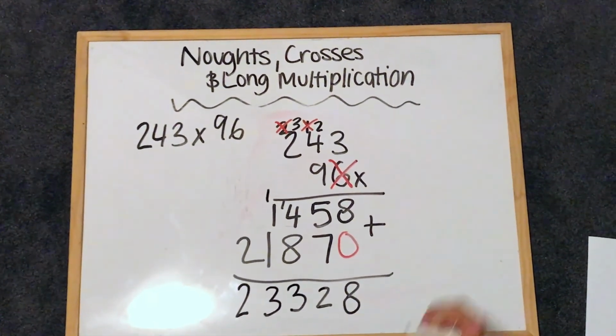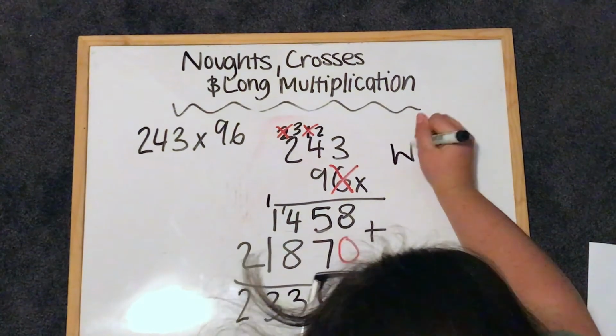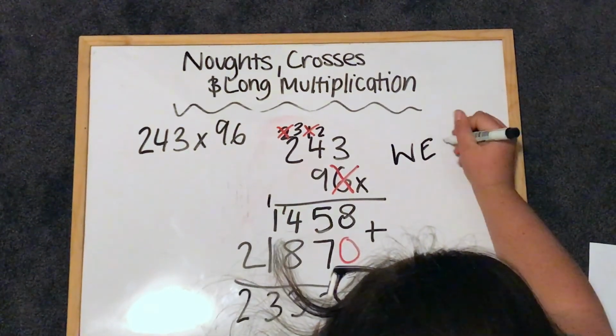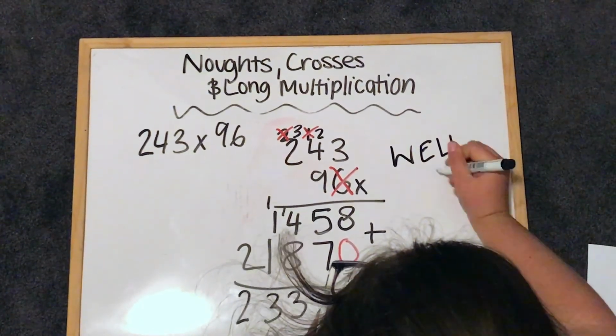Our answer is 23,328. Well done on the completion of this tutorial, and keep practicing your noughts and crosses.